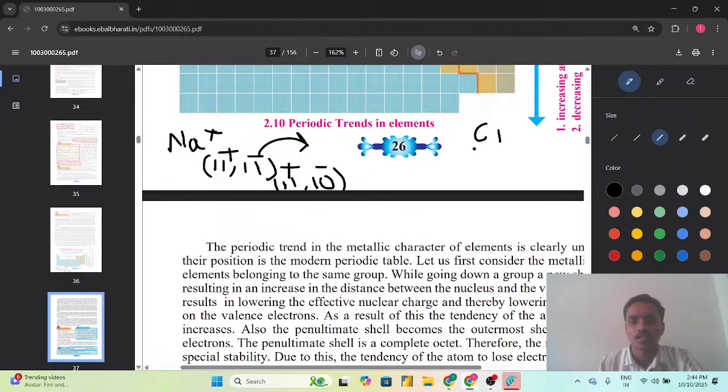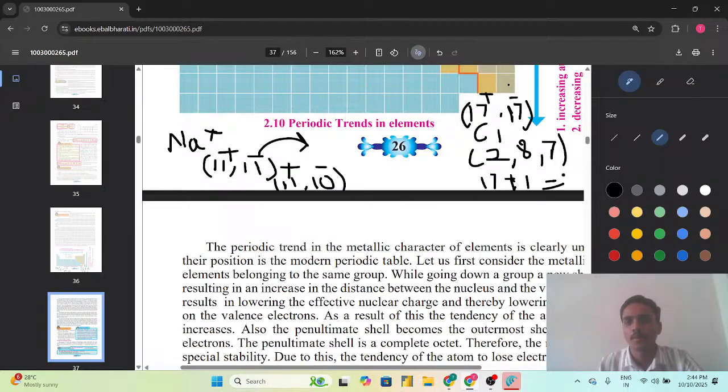And for Cl, the configuration is 2, 8, 7, so 7 electrons in the outer shell. Chlorine, Cl, has 17 electrons and 17 protons. It accepted one electron, so the electrons became 18. So as the chlorine electrons are now 18 and the electrons are in the majority, Cl will have the negative charge.